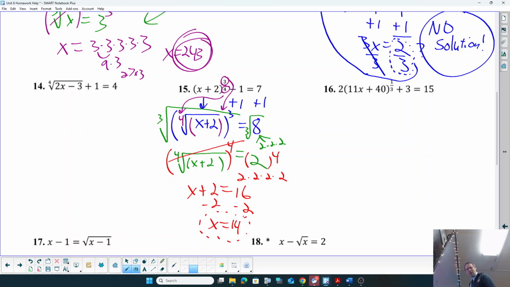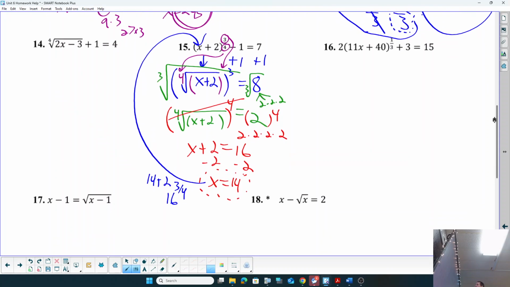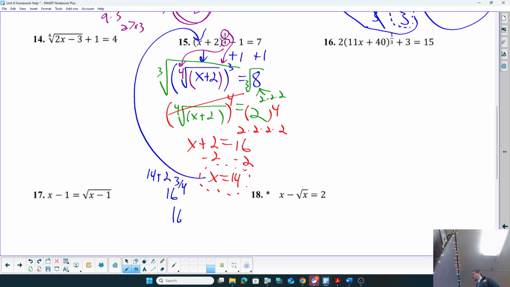Why is he putting dots? Why is he not circling it? Because you need to check your answer. Make sure you check your answer. So now we're going to plug that back in here. And so we have 14 plus 2 is 16. And so we have 16 to the 3/4. 16 to the 3/4 minus 1 equals 7.